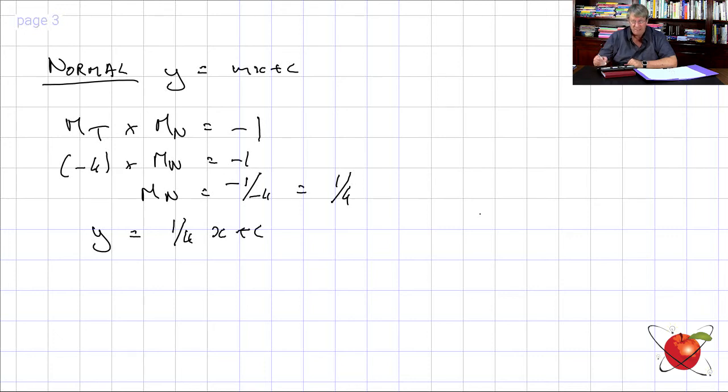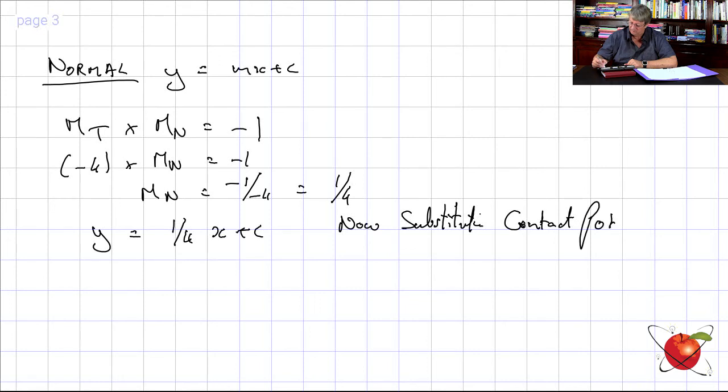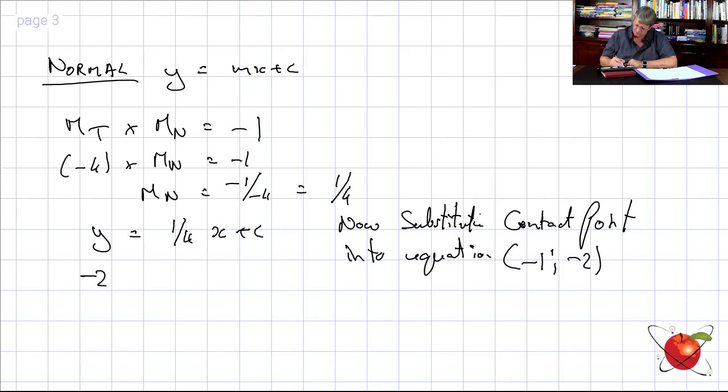And wash, rinse, repeat, do the same thing. Now, substitute the contact point into the equation. And how do I do that? My contact point is, let's recap it, minus 1, minus 2. So minus 2 must be equal to a quarter of minus 1 plus c.